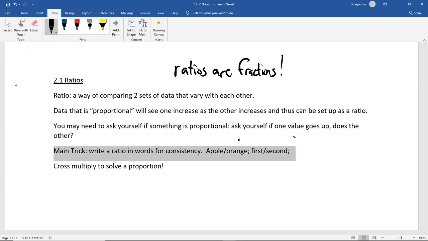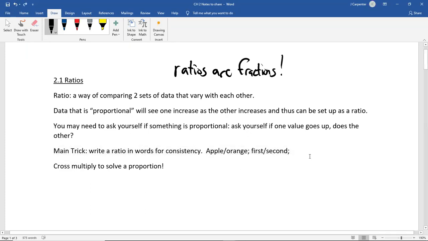Why is the highlight not going away? There we go. All right, so what do I mean? Let's say you have this problem involving apples and oranges, and you either discovered that they're proportional or you are told they're proportional. Then you would write apples over oranges. This would be the first thing I would do before injecting any numbers and solving any equations.